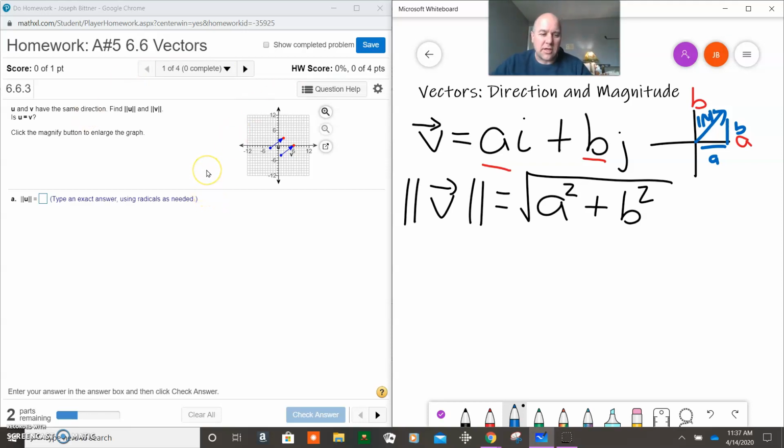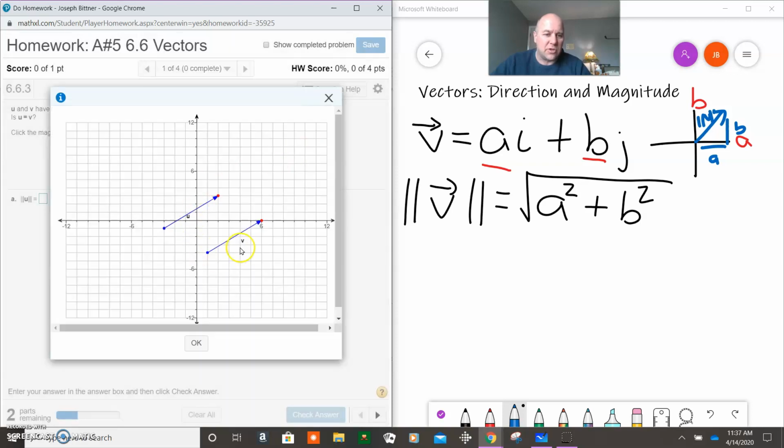All right, let's go ahead and get into the homework. And again, the homework will be very short and sweet. It's only 4 problems here. What they want you to do first is find the magnitude of U, find the magnitude of V. I'm actually going to enlarge the graph so I can kind of see U and V. This is U, this is V.